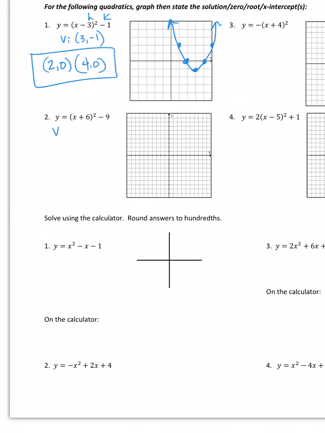Okay, where's my vertex? Okay, my vertex is going to be at negative 6, negative 9. Remember to change the sign of h. So if I go over negative 6, this is a 10 by 10 grid, so it's a little tinier. And go down negative 9, that gets me right here. Now look at my slope, it's a 1a, so it's going to follow the parent function. Just go up 1, over 1, up over 2, up 4.